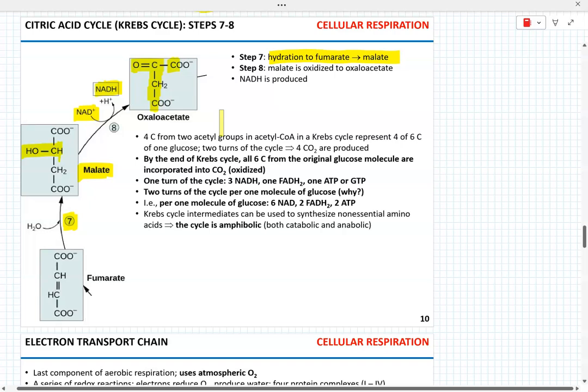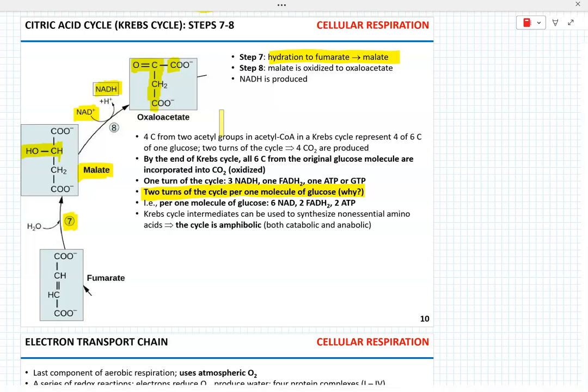So one turn of the Krebs cycle processes 1 molecule of acetyl-CoA. 1 molecule of acetyl-CoA is derived from 1 molecule of pyruvate. 1 glucose molecule produces 2 molecules of pyruvate during glycolysis. Therefore, these 2 molecules of pyruvate will be converted into 2 molecules of acetyl-CoA, and therefore will require 2 turns of the cycle per 1 molecule of glucose.